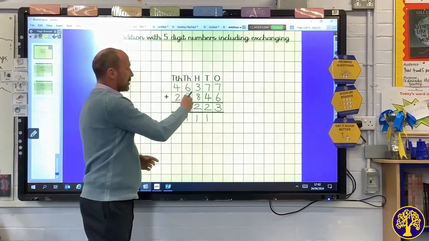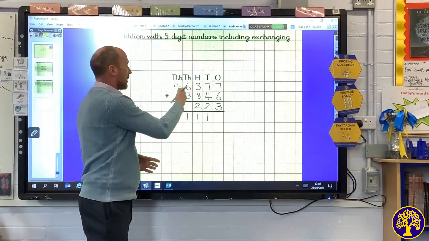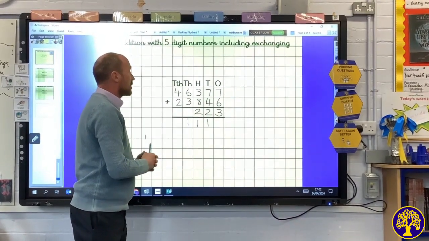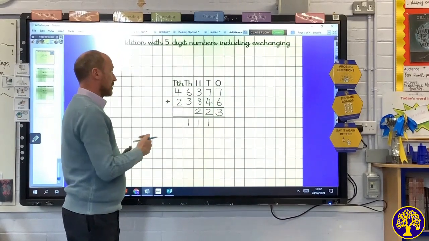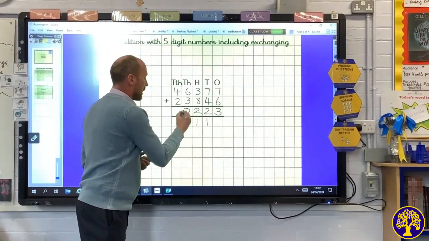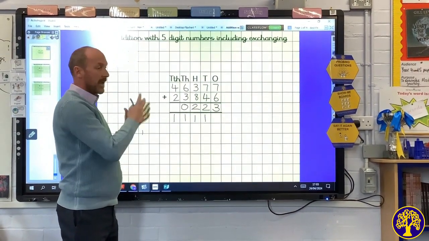Then I've got to add my thousands column. 6 add 3 is 9, and an extra 1 is 10. So that means I have 10,000. So I can place the 0 and exchange across because I have an extra 10,000.